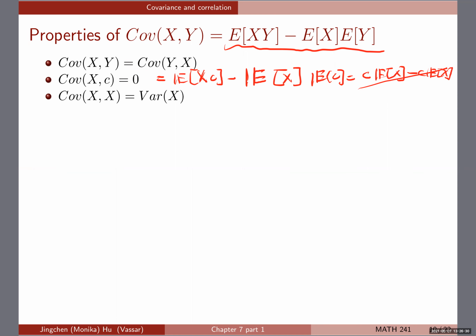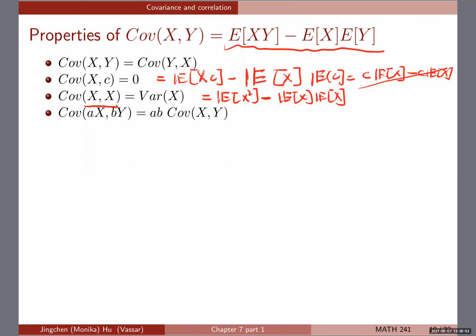All right, and then if you have the covariance of X and X, both of them being X, that just turns out to be the variance. That is because the first term becomes the expectation of X squared, and the second becomes, as we know, the expectation of X times the expectation of X, which is exactly how we compute the variance, and that's why.